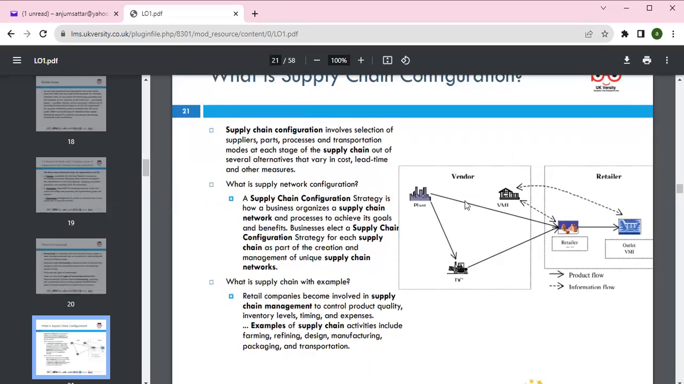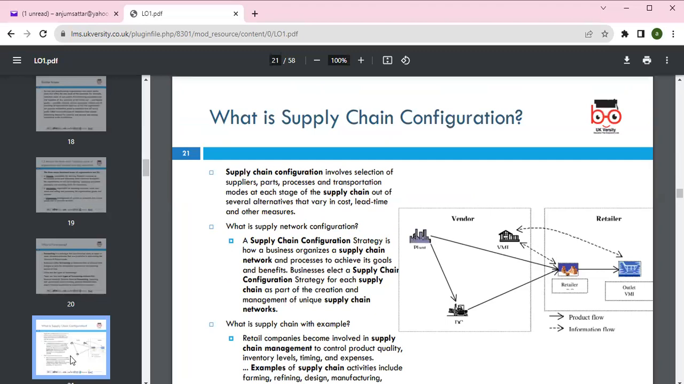Okay, you have examples here: vendors, retailers and the chain network, which we need to follow. The supply chain is an example of how retailer companies become involved. Supply chain management is the control of product quality, inventory, and stock, and we need to look at examples.